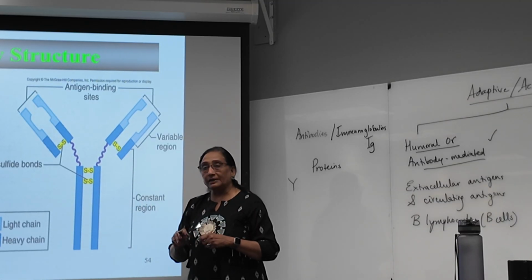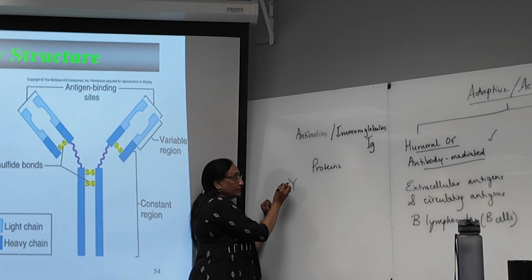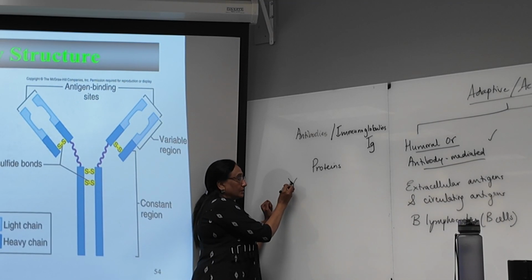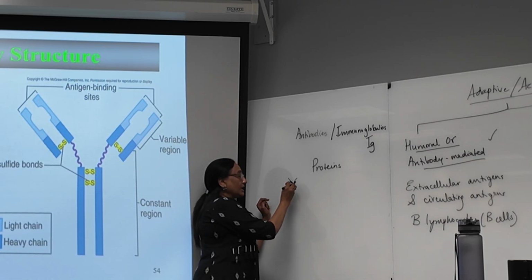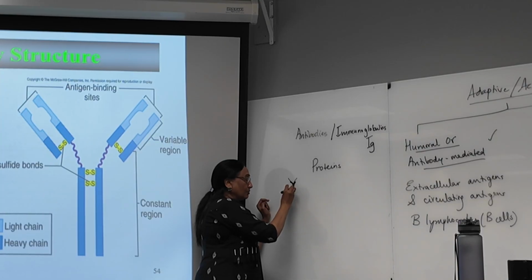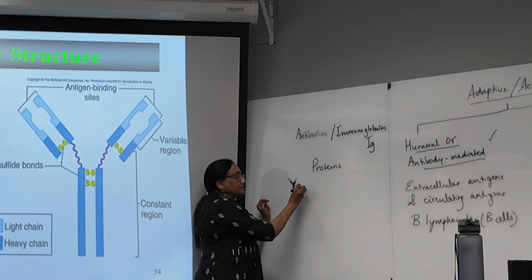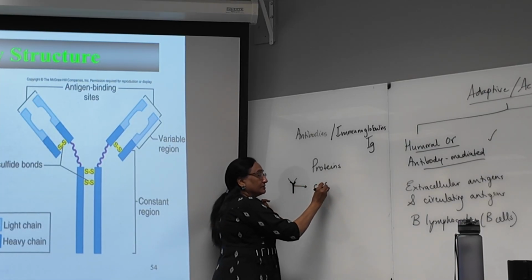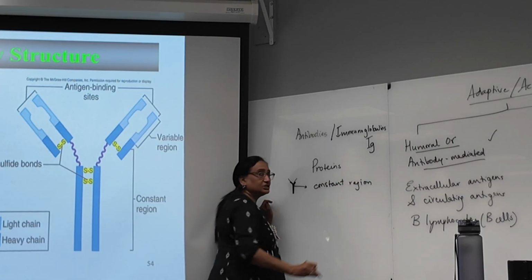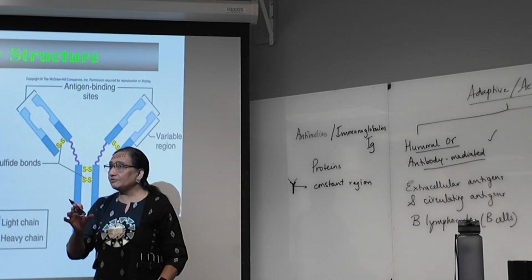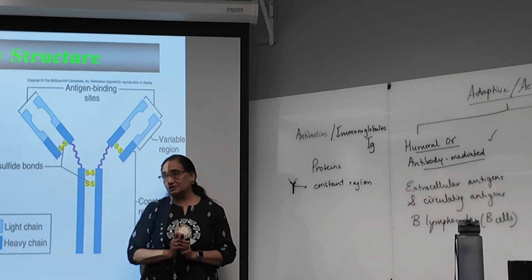So the shape of the Y. Now this part of the Y, the lower portion of the arm of the Y, and the stem, this is called the constant region. So this will not change; each type of antibody will have a constant part.